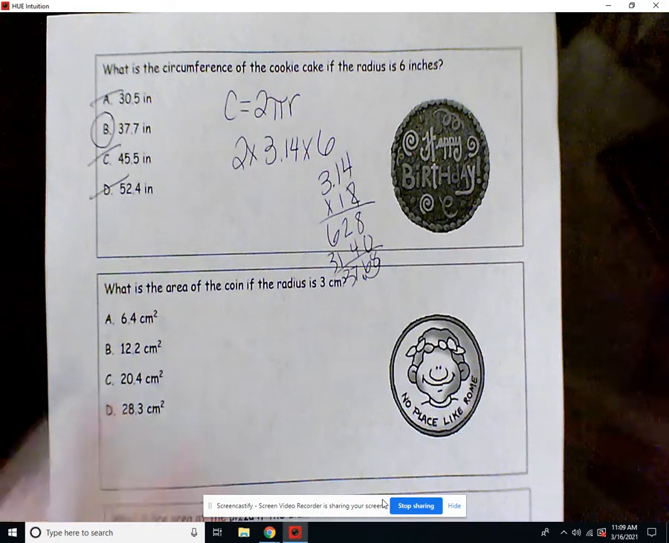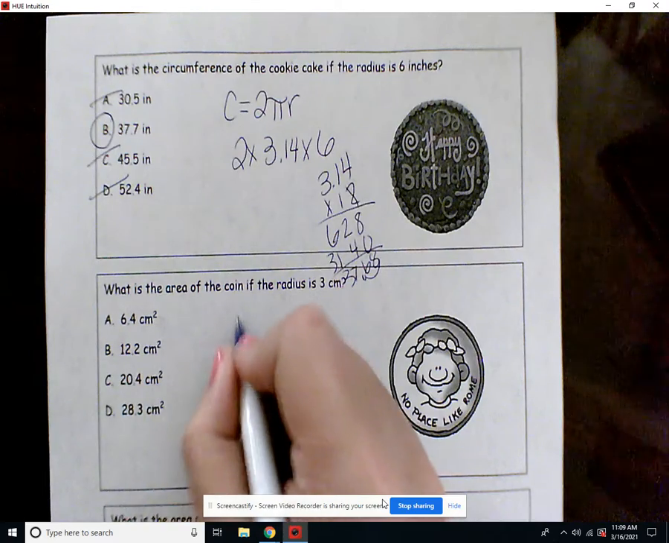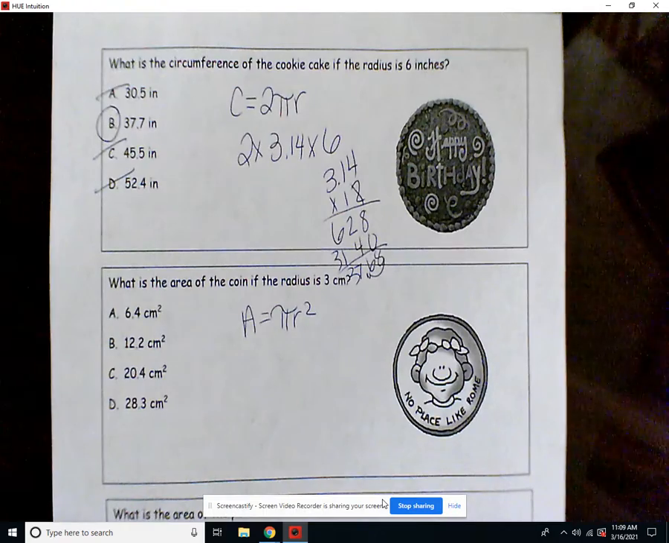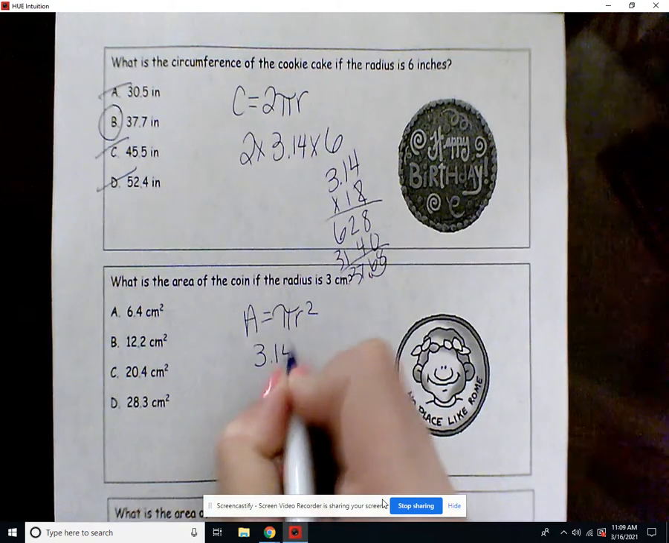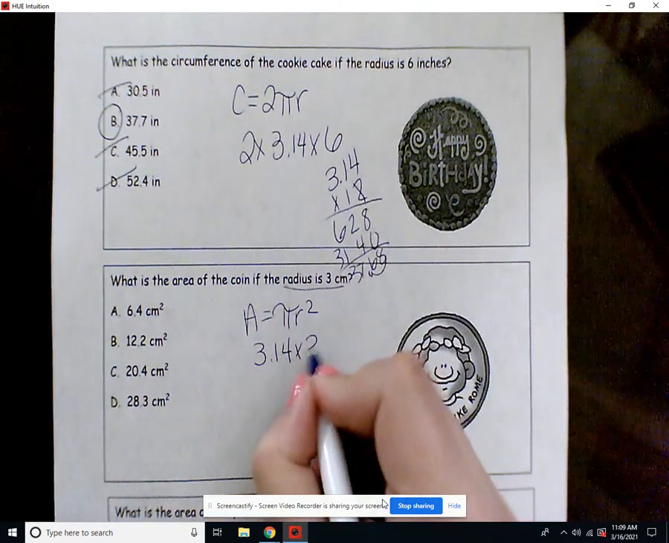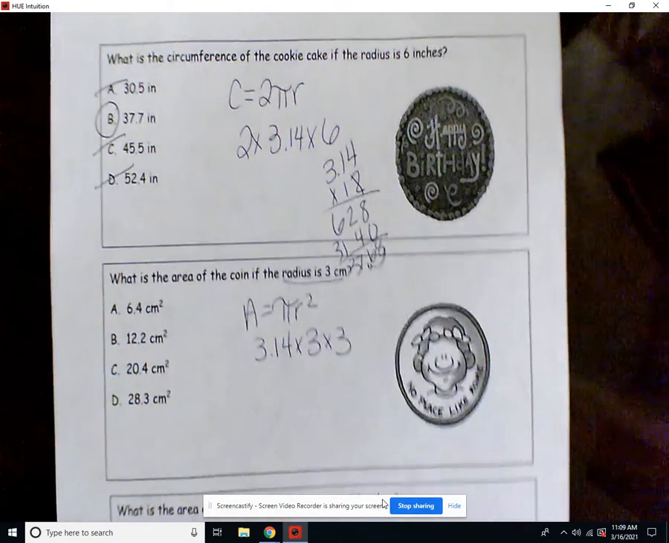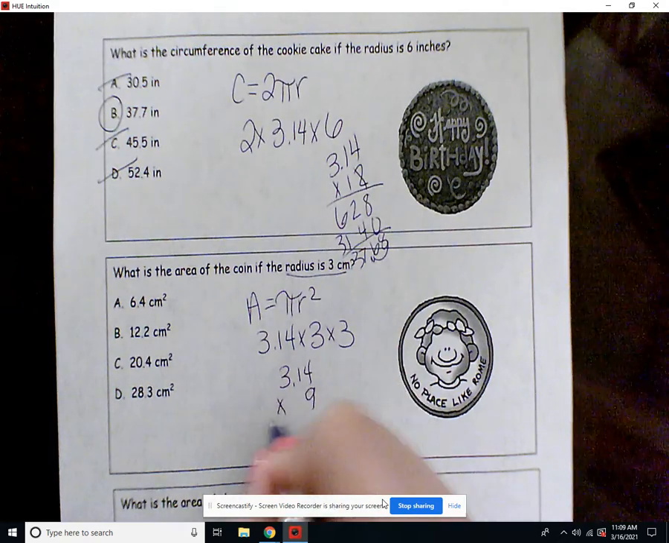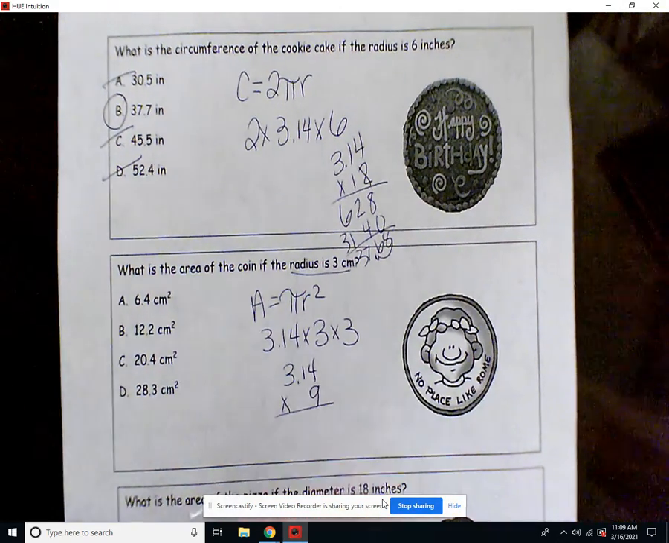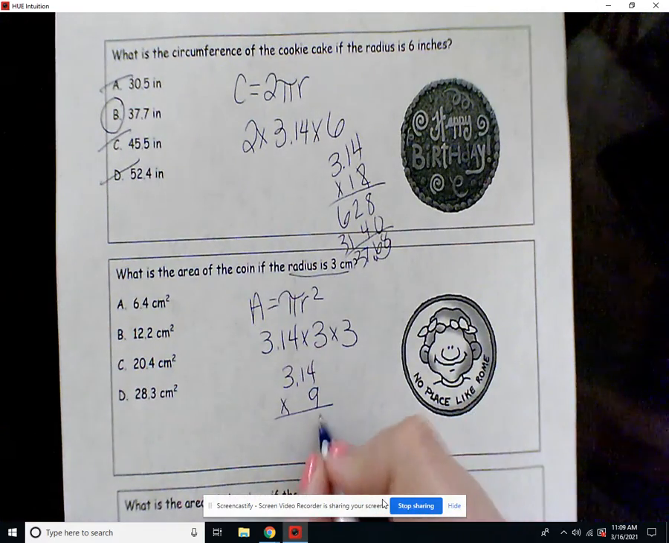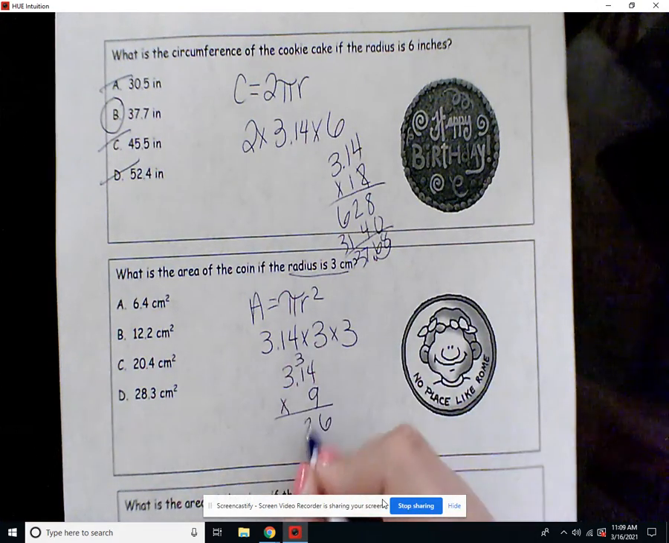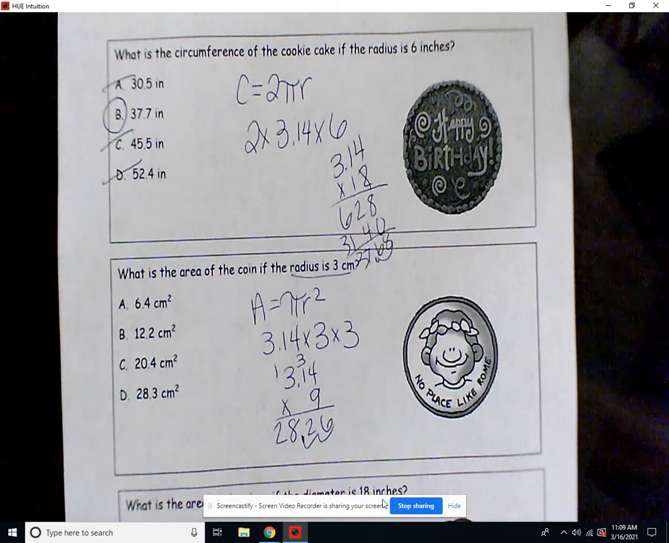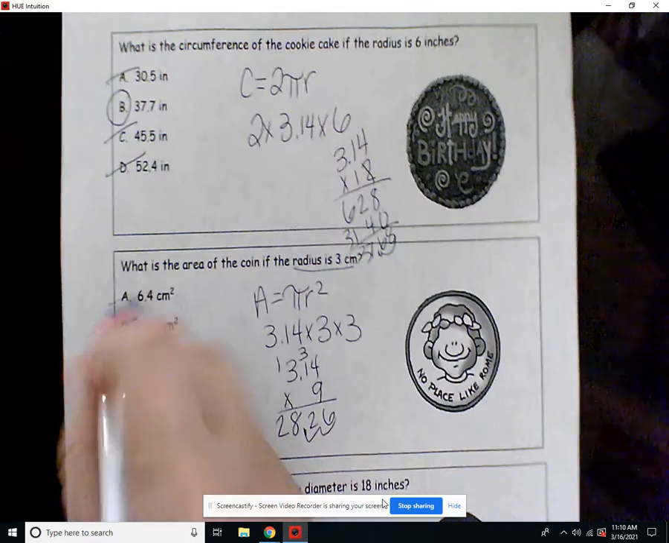Okay, so what we did yesterday was area of circles. What is the area of a coin if the radius is 3 centimeters? So again, the formula is pi r squared. Pi is 3.14. Since it's radius, we can write that down 2 times, and then we'll multiply. So 3.14 times 3 times 3 is 9. So 3.14 times 9, and again, we'll find the closest answer, which is 28.26, and closest is D.